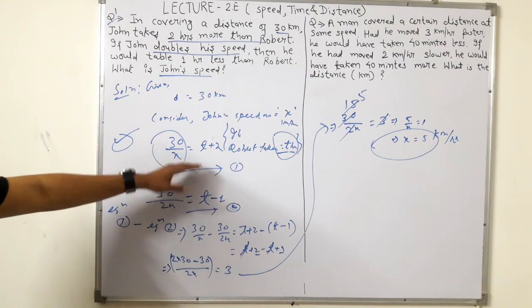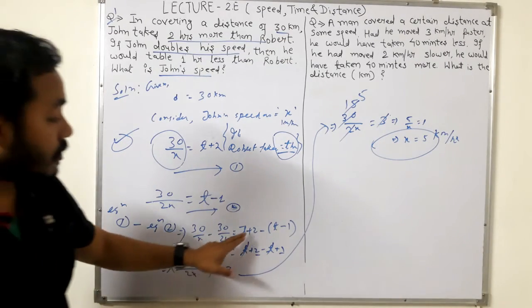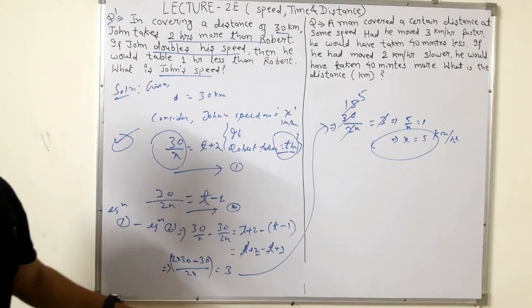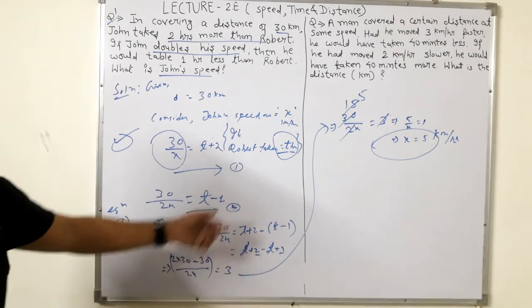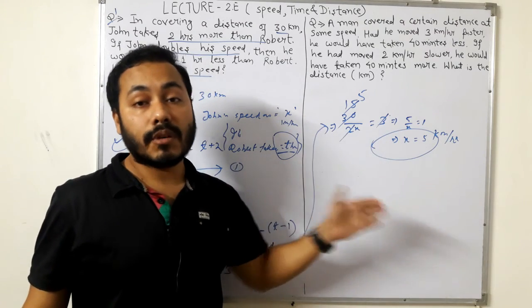Just subtract 2 from 1, so we get 30 by x minus 30 by twice x is equal to t plus 2 minus t minus 1. After going through the simplification, we have 5 by x is equal to 1, that is x is equal to 5 kilometers per hour.